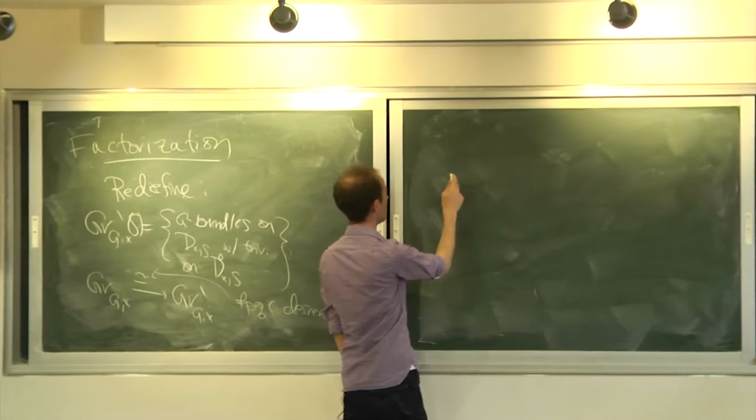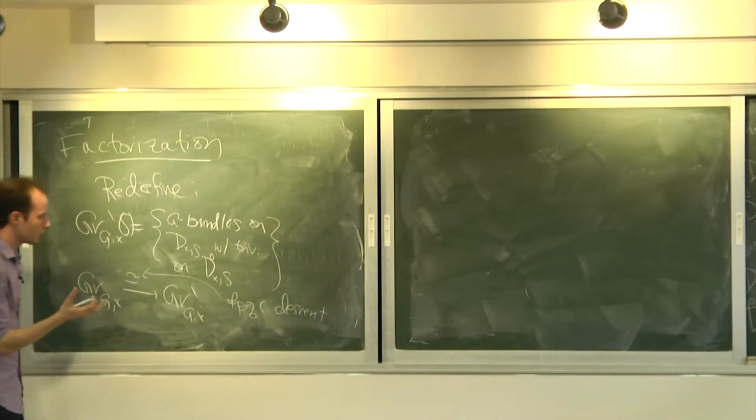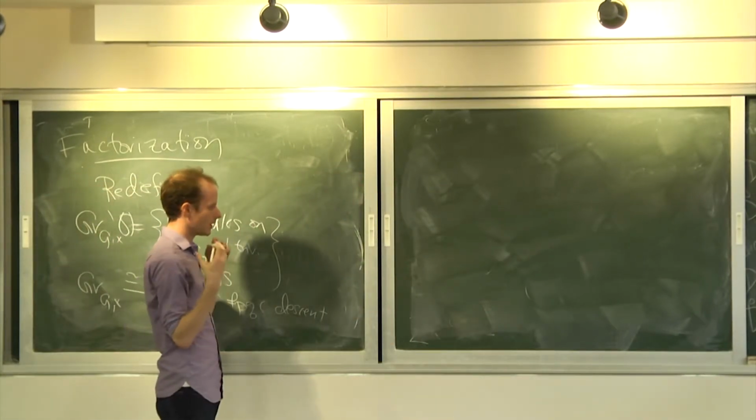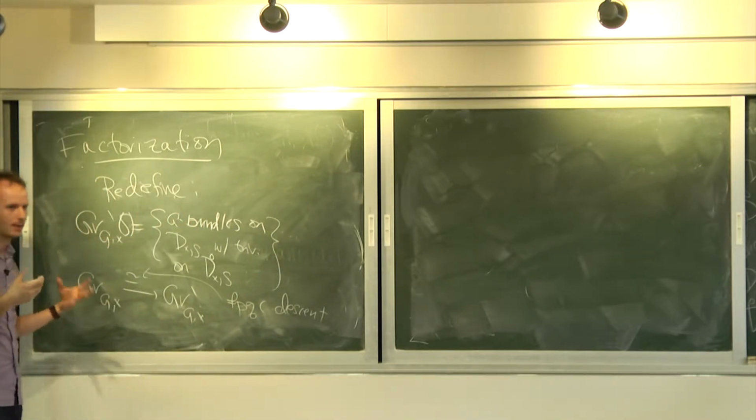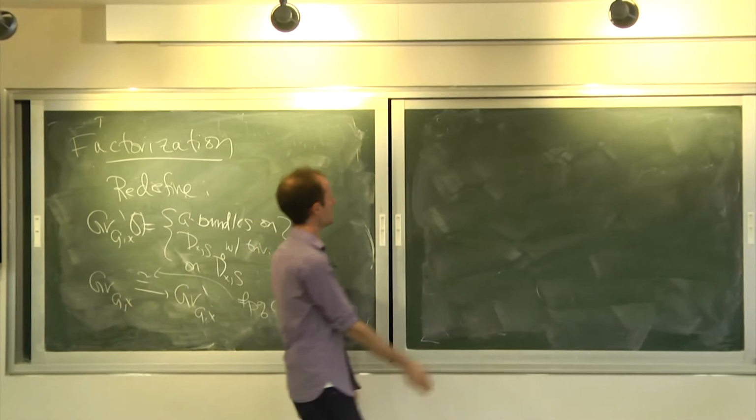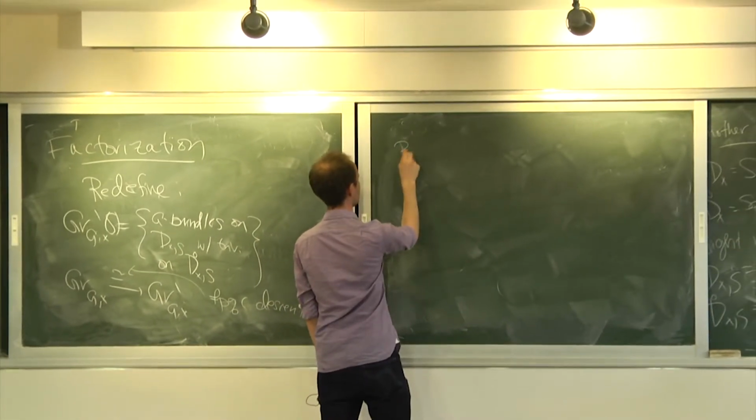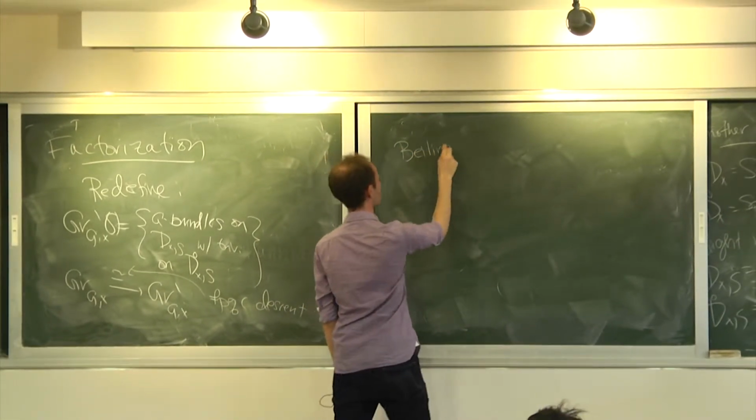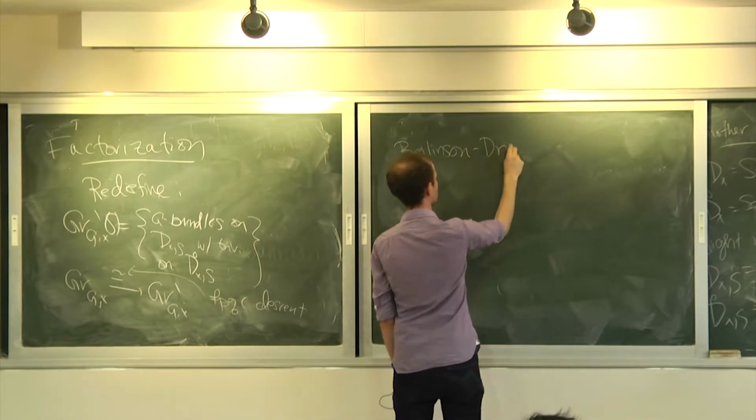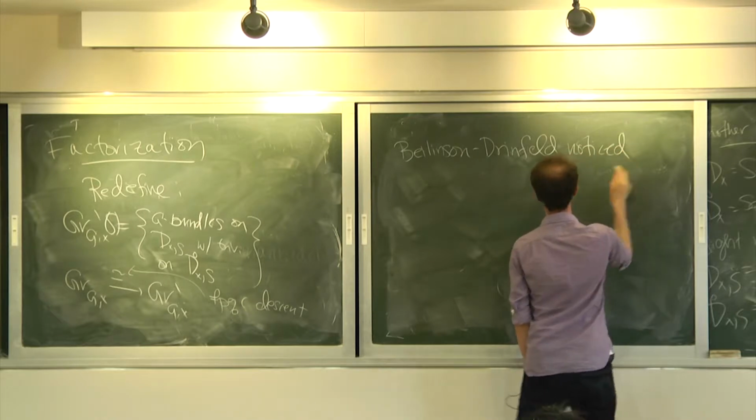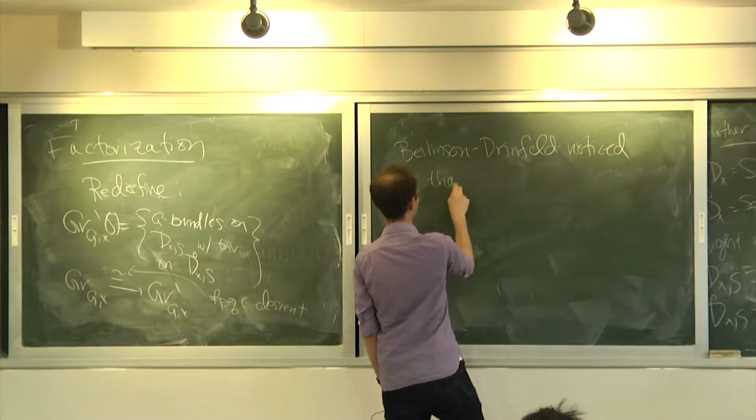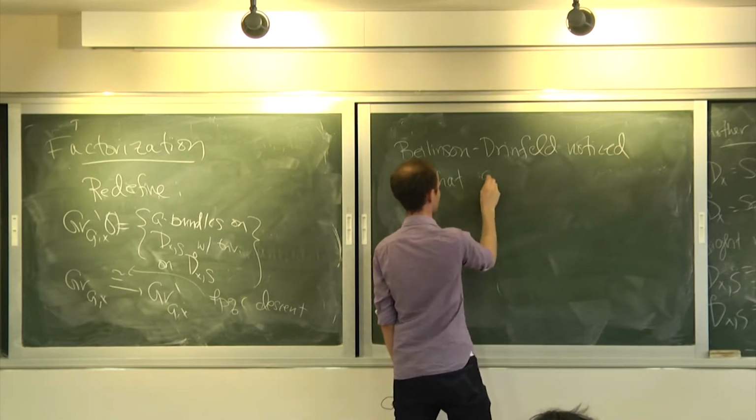So the way factorization emerges is when you try to look at just the natural ways of generalizing this picture. Beilinson and Drinfeld notice that this generalizes.